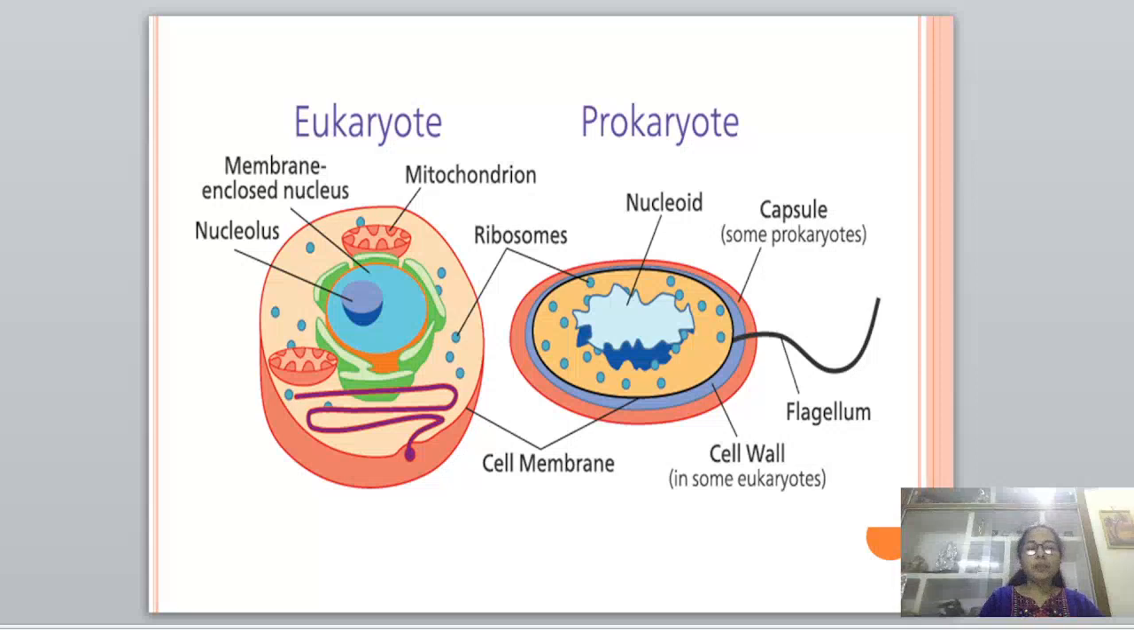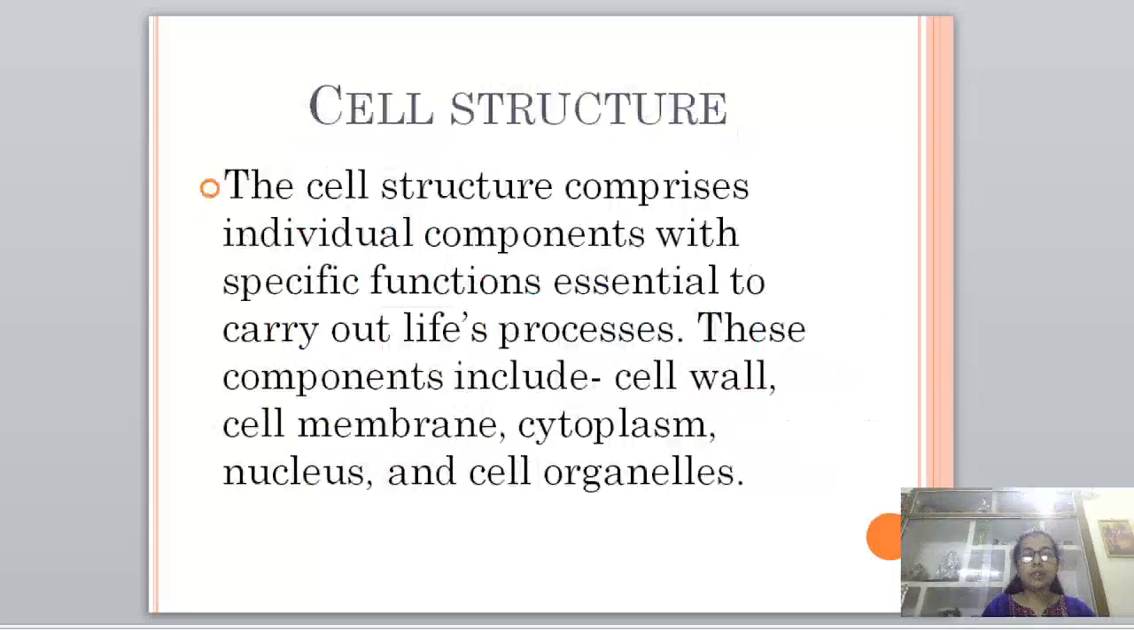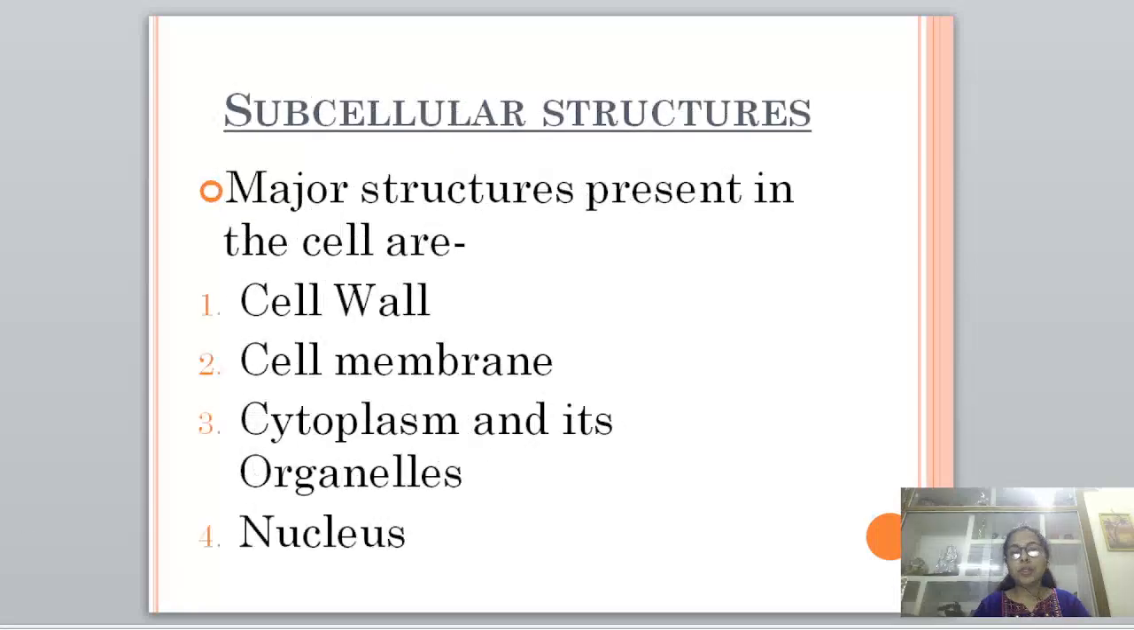Now next we have to discuss the cell structure. The cell structure comprises individual components with specific functions essential to carry out life processes. Now, the different components that are included in a cell are cell wall, cell membrane, cytoplasm, nucleus, and cell organelles. Okay, we'll discuss this in detail. The subcellular structures that we have already listed are the cell wall, cell membrane, cytoplasm and its organelles, and nucleus. We'll discuss them one by one.